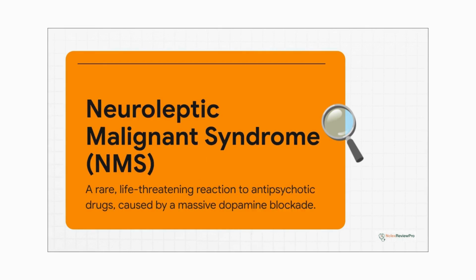Now, NMS, this is a true medical emergency, and it is a total classic NCLEX topic. The minute you see a first-generation antipsychotic, especially something like haloperidol, paired with symptoms like a sudden, crazy high fever and muscle rigidity, your brain has to immediately think NMS. It's caused by a massive, sudden drop in dopamine.